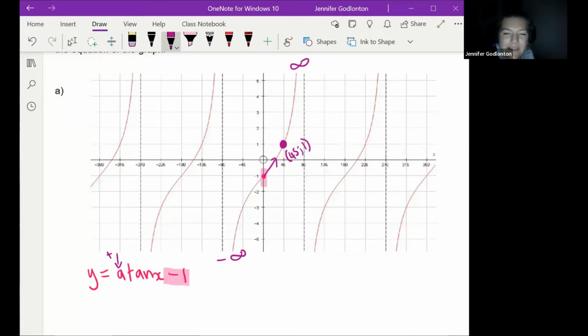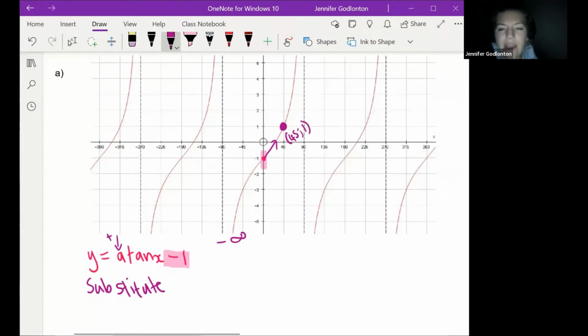So I've helped you a little bit. I've put some coordinates in there. What can I do with those coordinates? Yes, substitute. I'm going to substitute. Okay, good. Have I spelled that right? Substitute, yes, okay. When I'm needing to find one variable in any function, I can always substitute in a set of coordinates and it will help me find the other number. Okay, so I'm going to substitute in 45 and 1. So y is now going to be 1, is equal to a, we don't know a, tan x is going to be 45, minus 1.